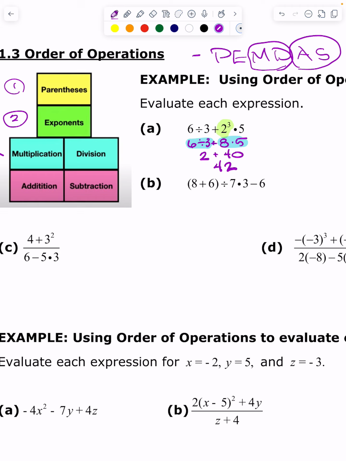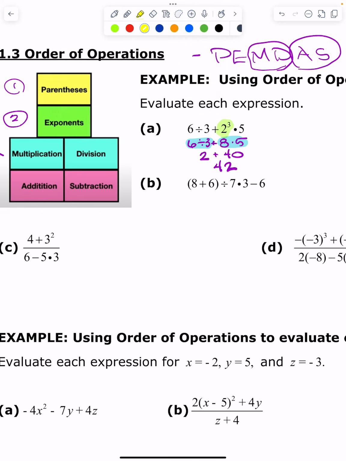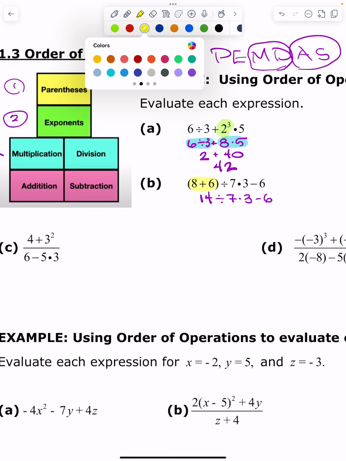Now I'm going to go through B. I'm going to color code this one as well, and this will be the last one I color code because I'm guessing you don't want to watch that over and over. Let's see. I know there's a yellow in here. So parentheses, I am going to take care of simplifying what's in the parentheses first. I get 14. I'm just rewriting everything else. That's my first step. Now I'm going to the multiplication and division step.